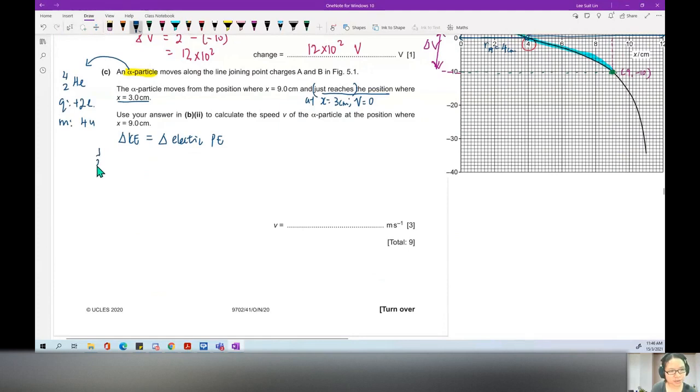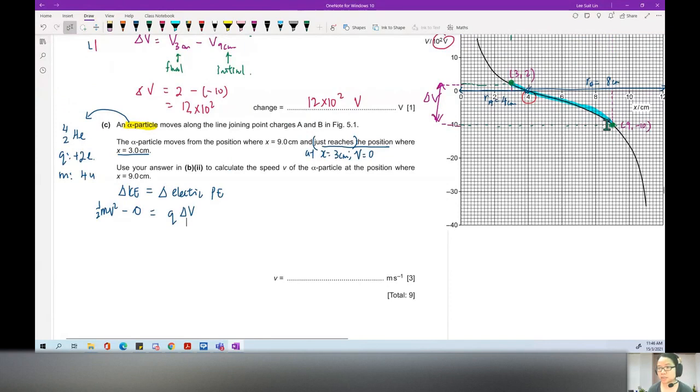Okay, so change in kinetic energy will be half mv squared minus zero, because at the end v is zero. I'll just take the big number multiplied by the small number, minus the smaller number. Electric potential energy is q delta V. Just like if, let's say this is an AS question and you want to find the speed at 9 cm, such that when it reaches 3 cm, it stops, you will take the KE here minus the KE here. All right. So the change in height or the change in potential is delta V. So this will be 2e times delta V.